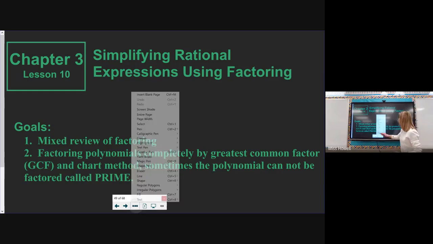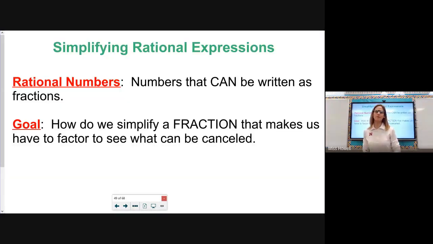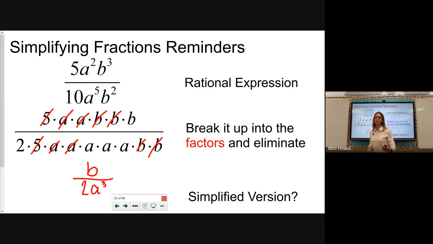factor polynomial expressions. So please remember that simplifying a rational number just means we are simplifying a number written as a fraction. And the way to simplify fractions is to cancel common factors on the top and the bottom. So when we have just numbers, we write prime factorization, we cancel the ones that are the same. When we have numbers with variables, again, we want to write out that prime factorization, cancel the things that are the same on the top and the bottom.